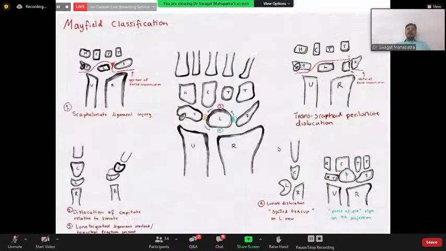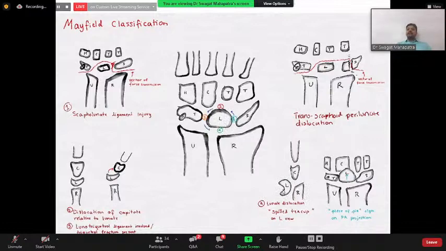This is the way lunate dislocation proceeds. It's the Mayfield classification. The first stage of the Mayfield classification, as we can see in this image, is a scapholunate injury causing a plain DISI. The second stage is dislocation of the capitate relative to the lunate. So if we come to the middle figure, first is the scapholunate ligament injury. Second is the dislocation of the capitate relative to the lunate. Third is a lunotriquetral ligament injury or a triquetrum fracture. And fourth is complete dislocation as seen here.